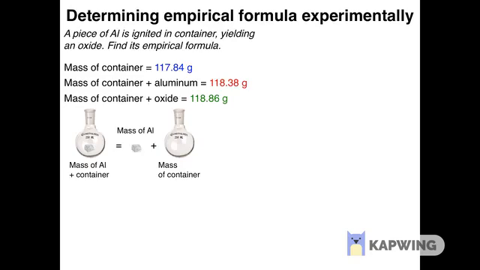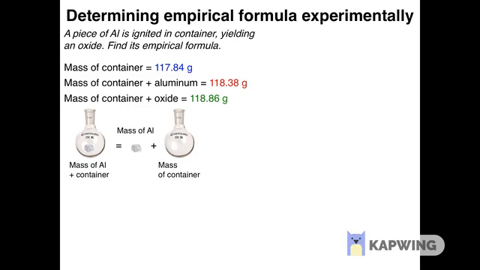All we have to do is weigh the aluminum powder before we use it to form the oxide, and weigh the oxide once it is formed. Let's say the mass of the empty container in which we will perform the experiment, a round bottom flask, is 117.84 grams. When we add aluminum powder to it, we find that the mass increases to 118.38 grams. The mass of the aluminum powder is the difference between the mass of the container with the powder and the mass of the empty container.